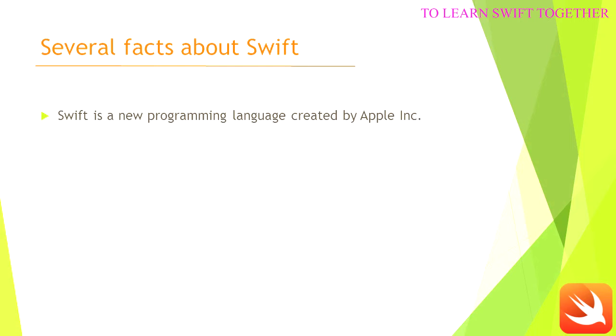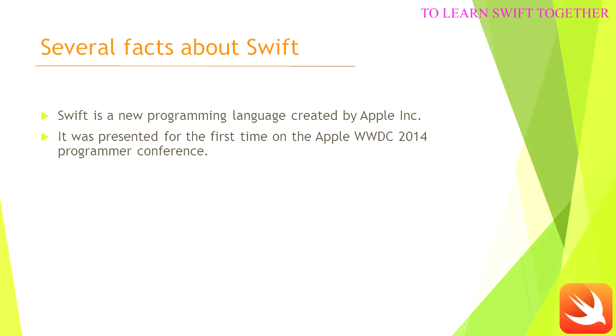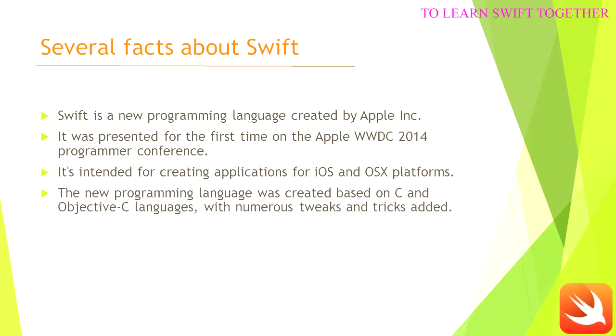Swift is a new programming language created by Apple. It was publicly introduced for the first time in June 2014 at the Worldwide Developer Conference. Swift is designed for creating applications for iOS and OS X platforms. It was built from scratch. When they developed Swift, Apple took all the best features from C and Objective-C and added many tweaks and tricks for programmers. With Swift, developing software for Apple platforms has never been easier.